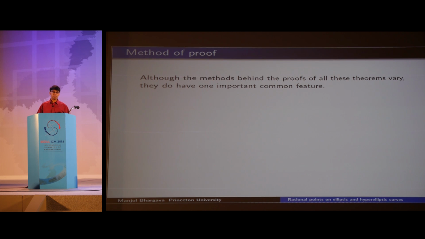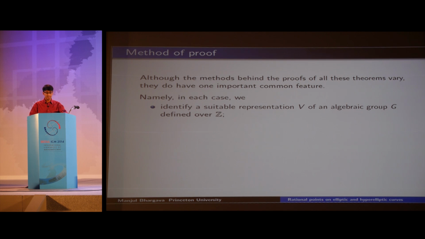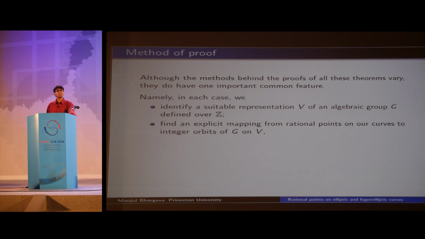I want to spend a couple of minutes on the method of proof. Although the proofs behind these theorems all vary, depending on genus, they do have one important common feature. Namely, in each case, we identify a suitable representation V of an algebraic group G defined over Z. So an action of a group over Z on lattice points in a vector space over Z. It's some algebraic group, like SL2(Z), for example, acting on some lattice. We identify such a group action, and then we find an explicit mapping from rational points on our curves to orbits of this group action.